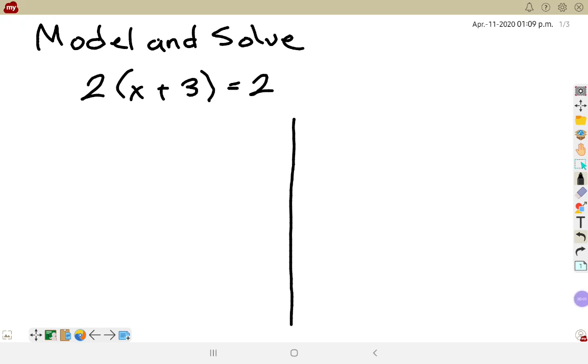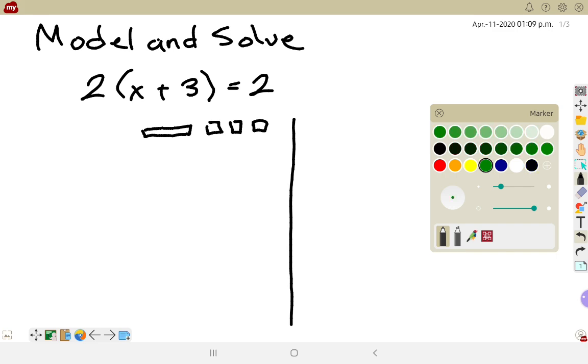Okay guys, today we're going to solve equations that involve the distributive property. So the first thing I'm going to do, as I normally do in my videos, is start off with our models. We saw in the last video how to model something like 2(x + 3), where the x plus 3 is in brackets. So I would start out by drawing an x plus 3.